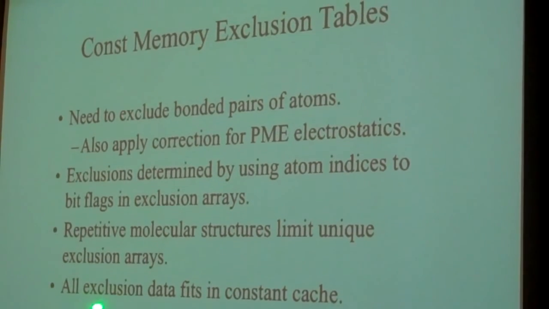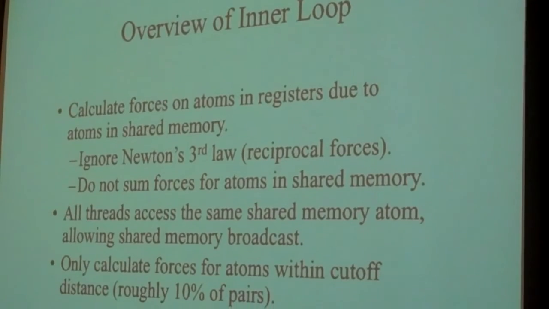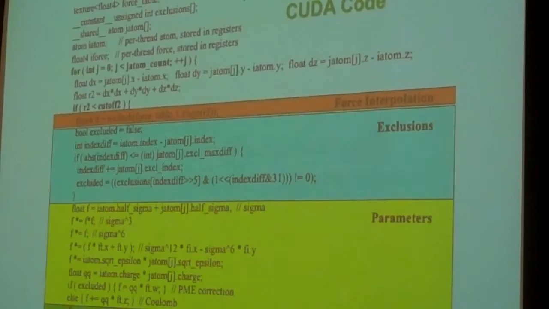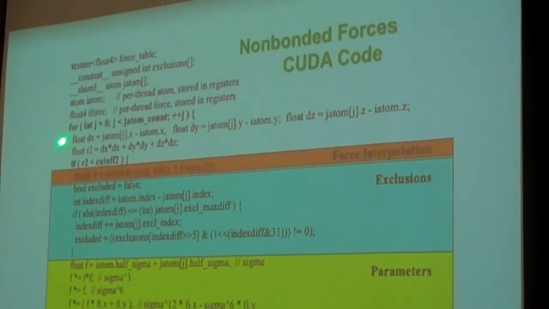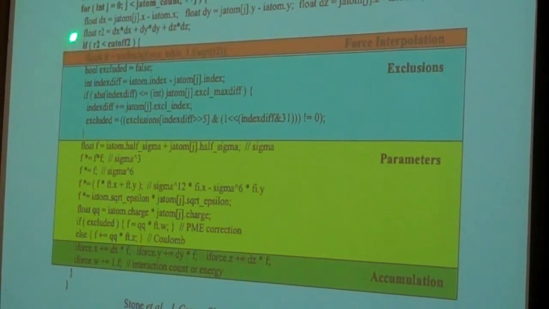Okay, and so, like I said, the constant memory is used for the exclusion tables. I think I'm going to skip over the details here. Okay, and so the inner loop that I'm going to show you on the next page only calculates forces for atoms within the cutoff distance, and it's roughly just 10% of the pairs. And so that's one problem that we have here, that there is quite a bit of work in terms of memory access and in terms of calculating these distance squareds just for something that we end up throwing away because it doesn't fit within the cutoff distance.